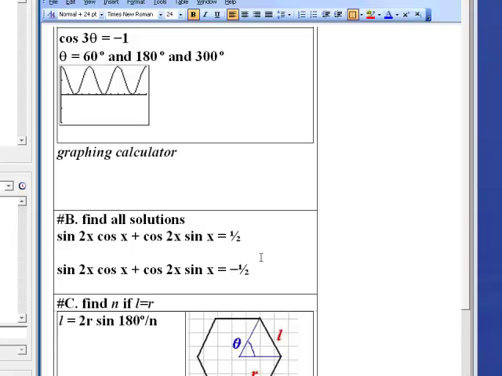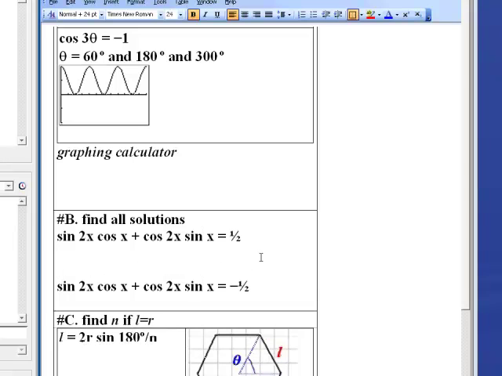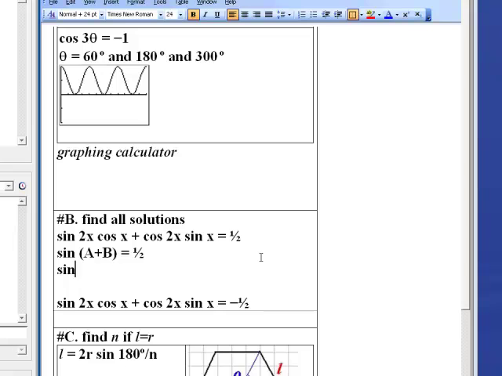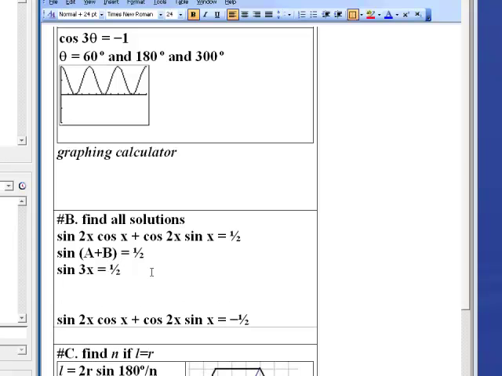Well, that looks like a sum or difference formula. So I'm going to look in the tables at the beginning or end of the book, and the sine, cosine plus cosine sine goes with sine A plus B. So I'm going to come up with sine A plus B equals 1/2, respectively. Sine 2x plus x, of course, comes out to 3x, and that equals 1/2. Of course, that's why they gave us this problem, because here again we have a multiple angle in there.